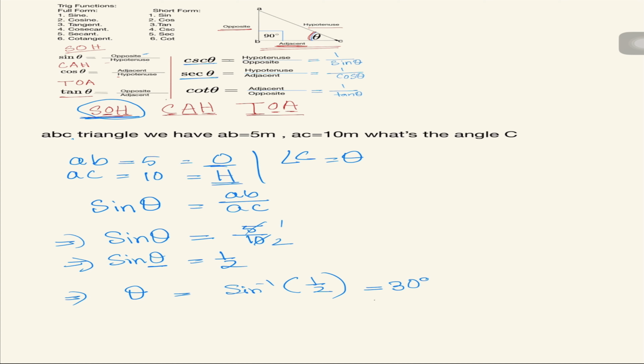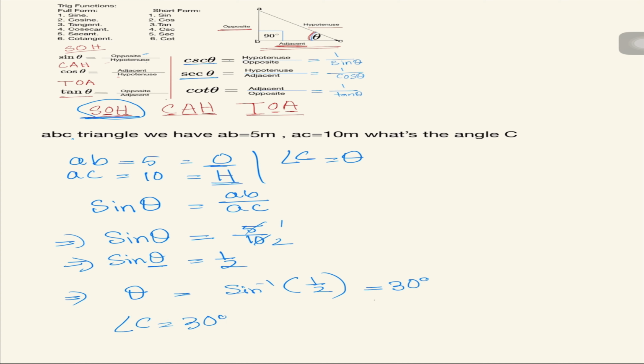Here, since we don't have the limit, we just assume that it's in the first quadrant. If it's the first quadrant, then theta is 30 degrees. We'll discuss it in other chapters. So let's just assume that sine inverse of a half is 30 degrees. So theta is 30 degrees, so angle C is 30 degrees.